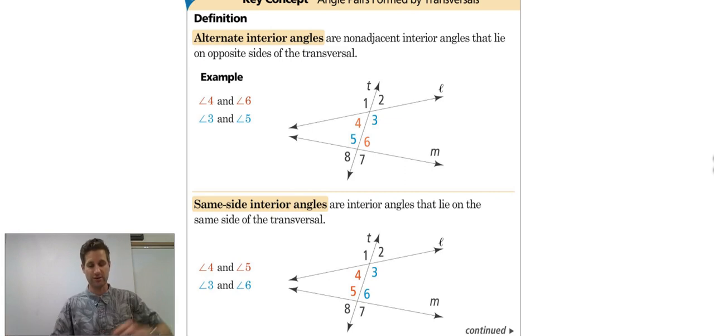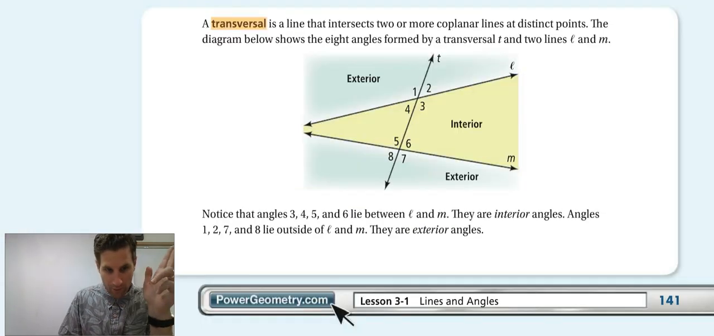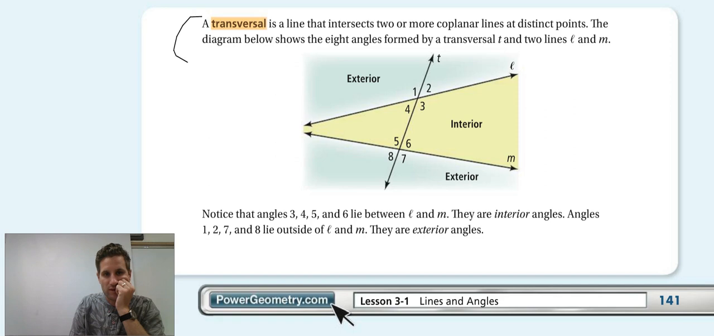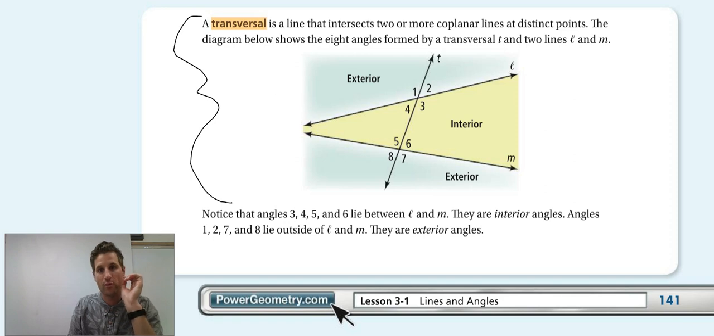It's on the interior. Oh wait, let's pause here because I forgot to mention something. Alright, we're back. We didn't talk about what interior or exterior meant. I apologize. Let's write this down. A transversal. We're going to write this and the picture. I know, it's a lot. A transversal is a line that intersects 2 or more coplanar lines at distinct points.